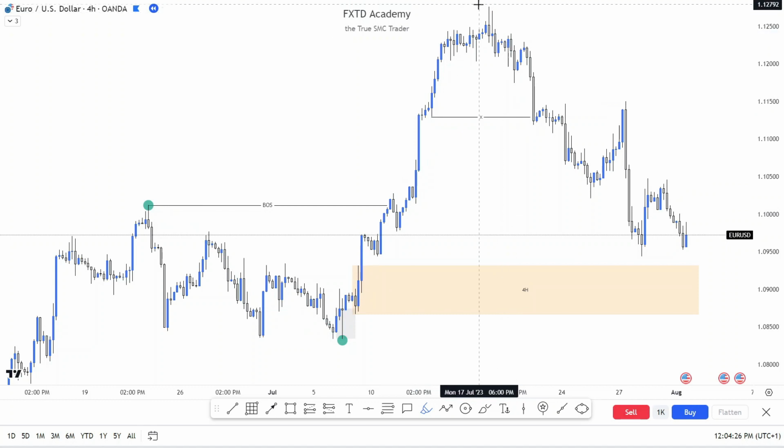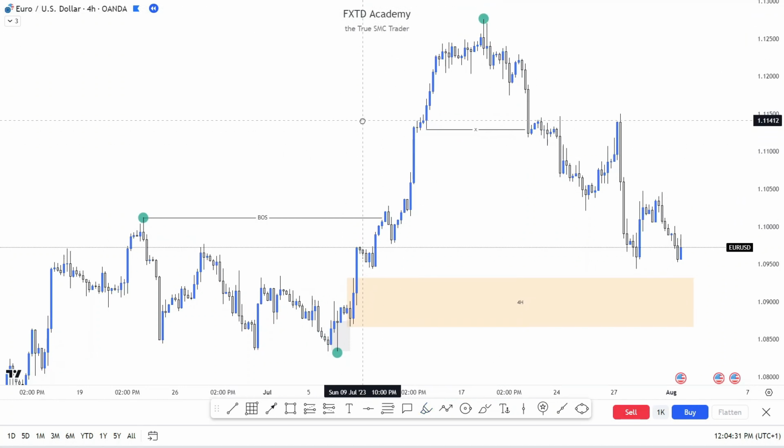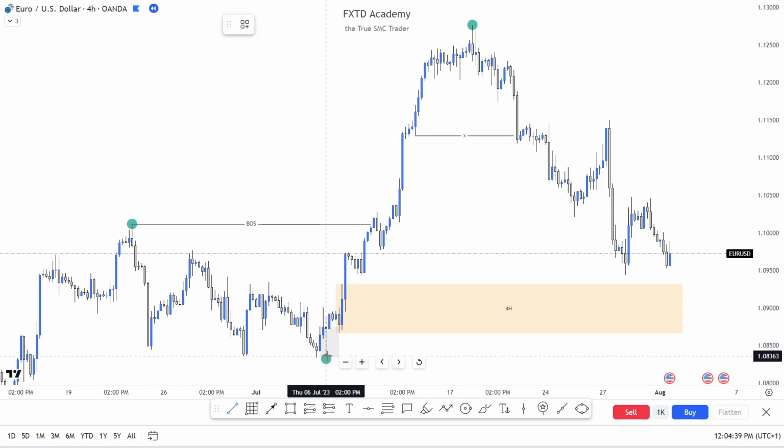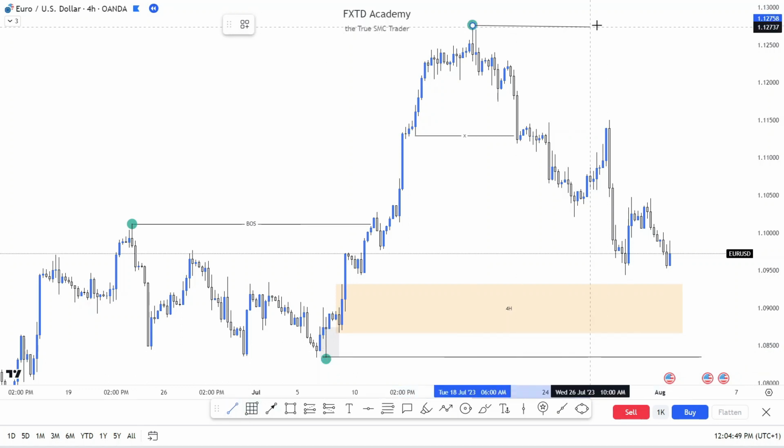So now that we have our pullbacks, we can mark this zone. So we now have our areas. This is our daily range. From the range low, where is it? Let me mark it out for you. From the range low to the range high, this is our daily range.